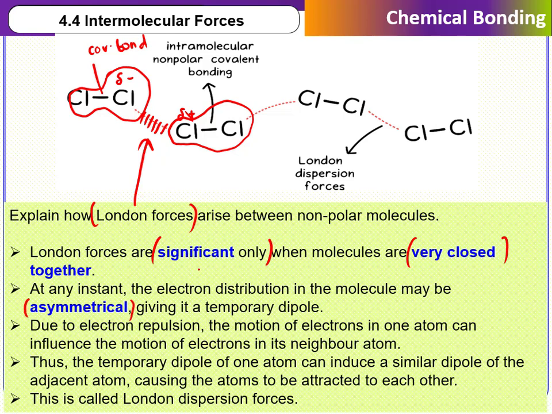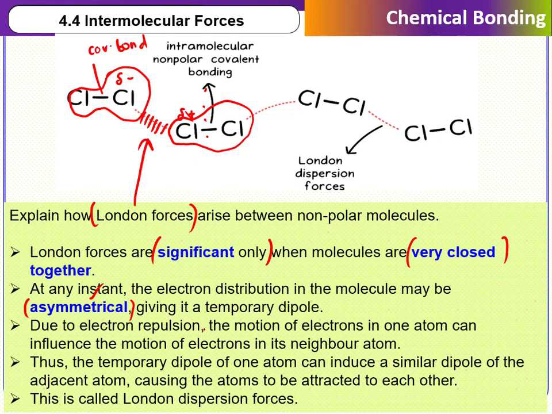At any instant, the electron distribution in the molecule may be asymmetrical. Boleh jadi tak sama besar lah. Tak simetri lah kan. Sebelah besar, sebelah kecil. Giving it a temporary dipole.